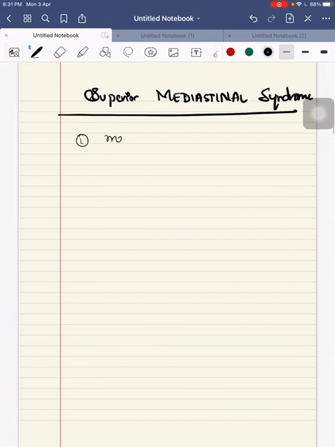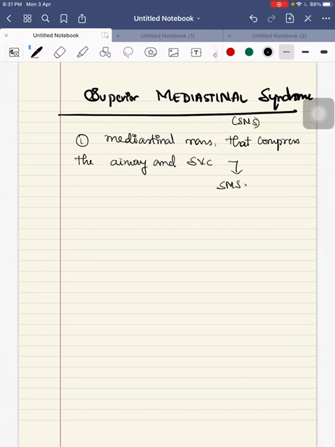Okay, so when the mediastinal mass compresses the SVC and airway, it leads to superior mediastinal syndrome. So the mediastinal mass that compresses the airway and superior vena cava leads to superior mediastinal syndrome.